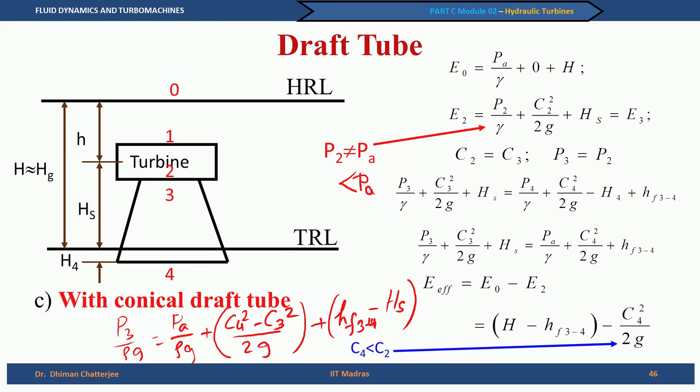So, you understand that though the draft tube directly does not take part in the energy conversion, it helps in this fashion, that it produces a lower pressure compared to the atmospheric pressure that you will get in the absence of a draft tube. So, I come to the summary of today's discussion.